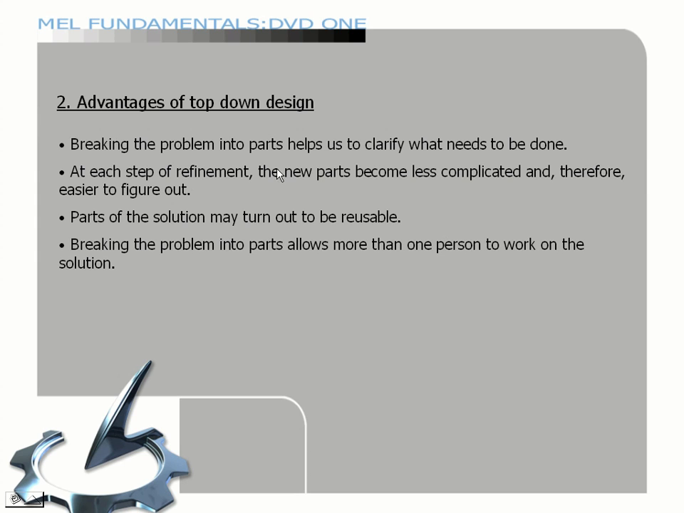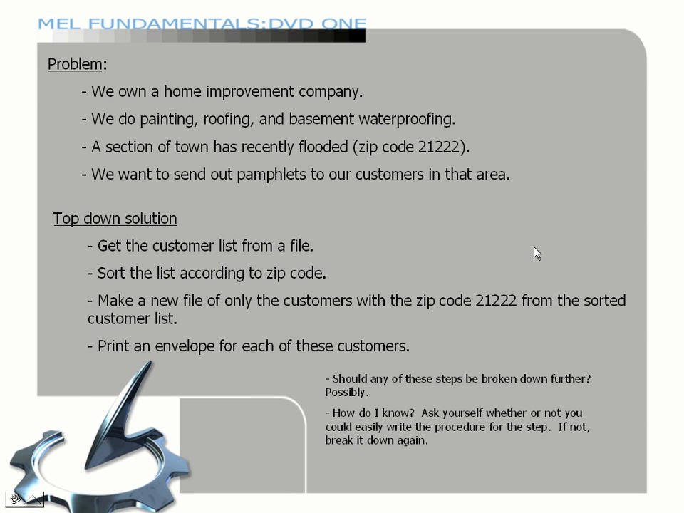At each step of refinement, the new parts become less complicated and therefore easier to figure out. Parts of the solution may turn out to be reusable, copying and pasting code, which we will do in a second. And breaking down the problem into parts allows more than one person to work on the solution. Okay. Now let's take a look at that with an example.